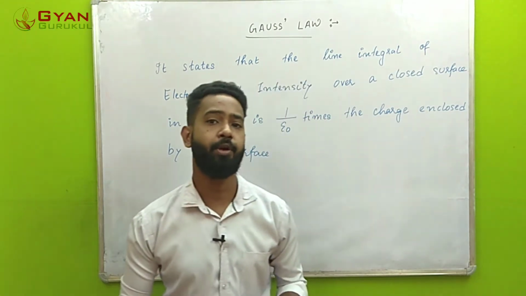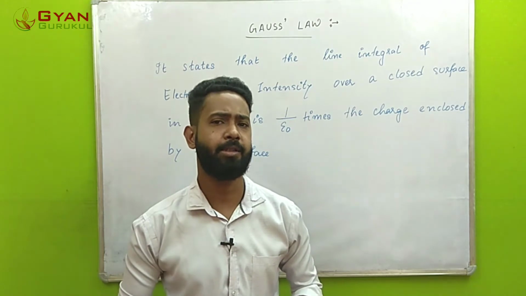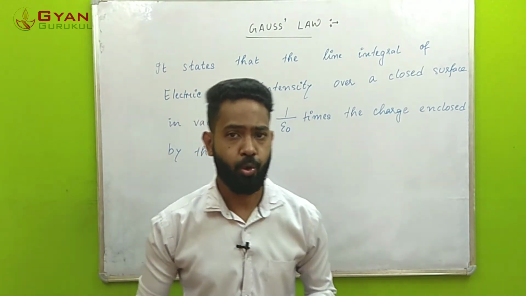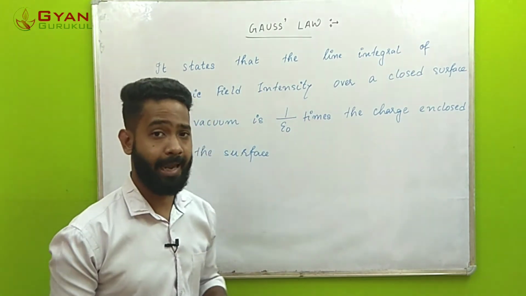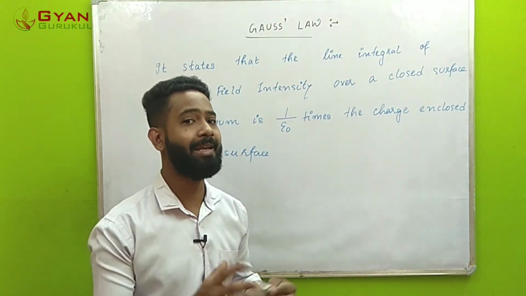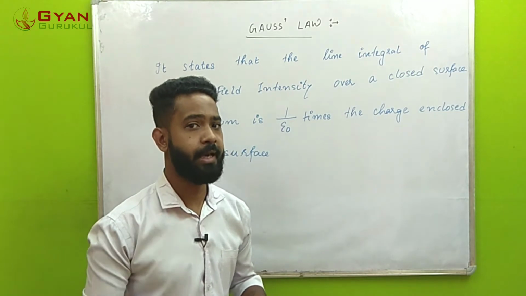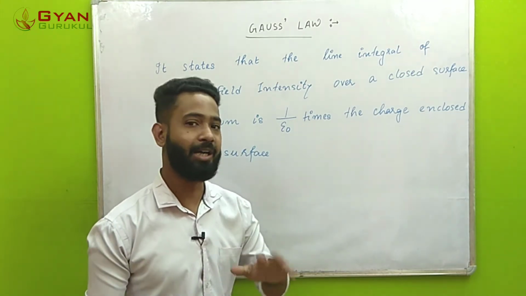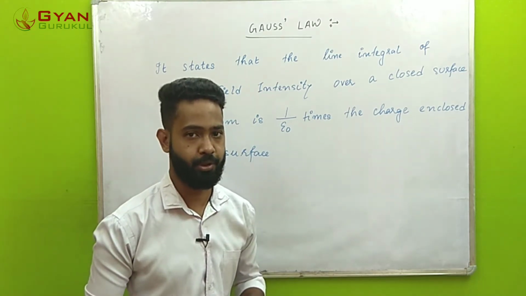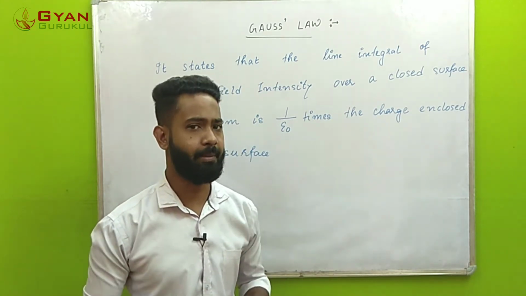So today in this video we are going to talk about a law that is known as the Gauss Law. As you can see here on the board, I have already stated the law. It states that the line integral of electric field intensity over a closed surface in vacuum is given by 1 by epsilon naught times the charge enclosed by the closed surface. So what do you actually mean by this statement?